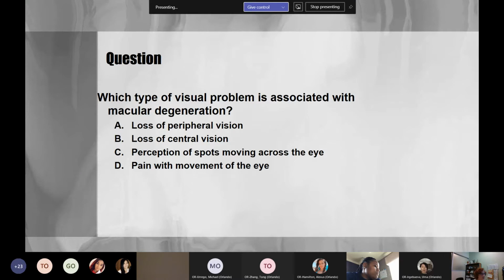So which type of visual problem is associated with macular degeneration? Anyone to tell us that? Which is most associated with macular degeneration? A. It's actually loss of, yeah, it's B. It's loss of central vision. It's loss of the central vision, absolutely. They do have some peripheral issues, but the worst part of this is really the central vision where they can't see.